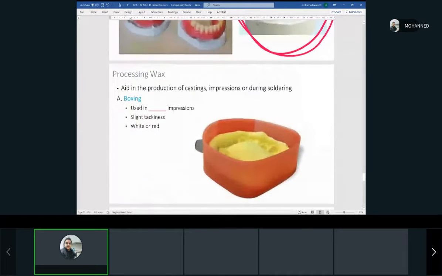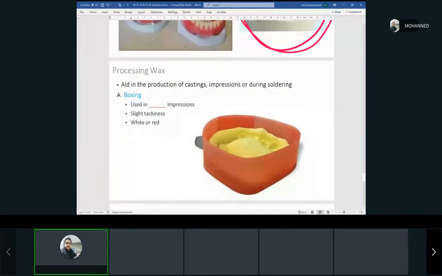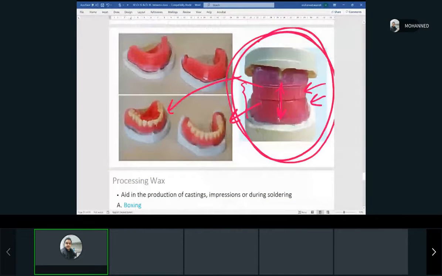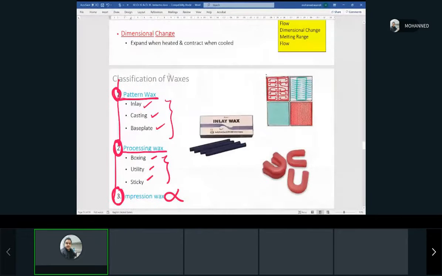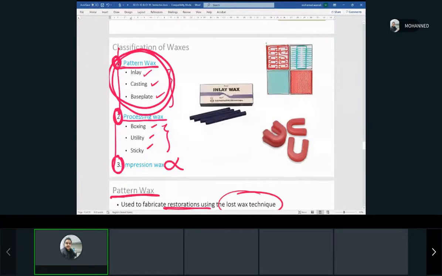Now we're done with pattern wax. We talked about pattern wax, and it has three types in it: the inlay, the casting, and the base plate. We said the inlay is for crowns and bridges. We know the casting is for the framework of partial dentures specifically. And then base plates are for vertical height restoration, especially for complete dentures. Now we're going to talk about processing wax.